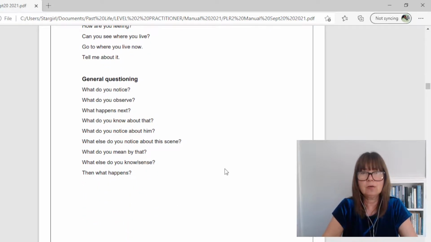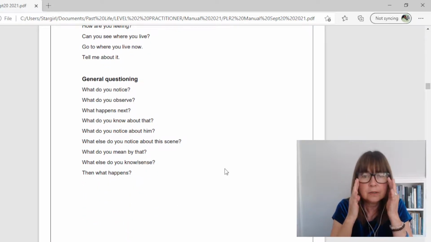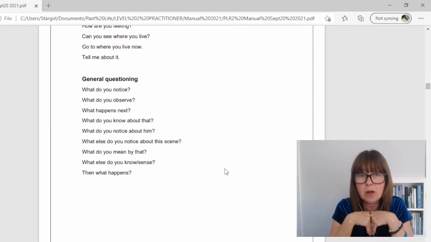So here's some general questioning. What do you notice? What do you observe? What happens next? What do you do about that? Oh, or what do you know about that? Either of those. What do you notice about him? What else do you notice about this scene? Or maybe within this scene would be better wording. What else do you notice within this scene?